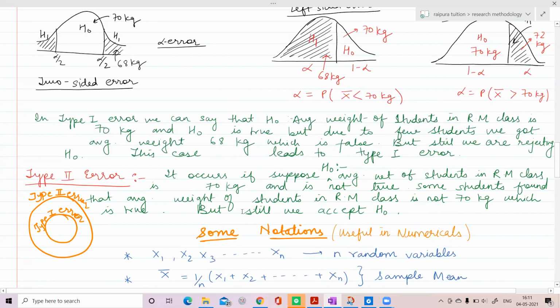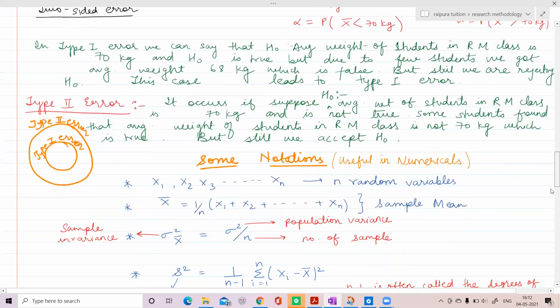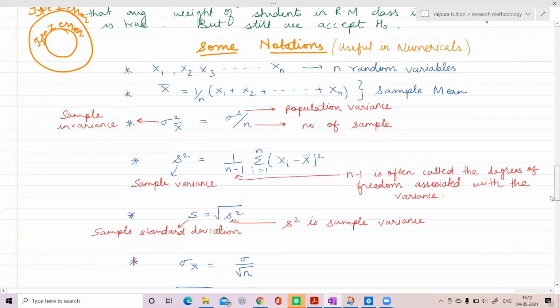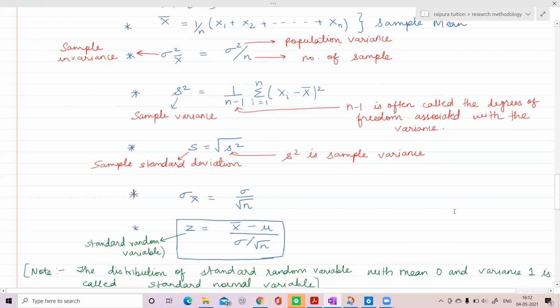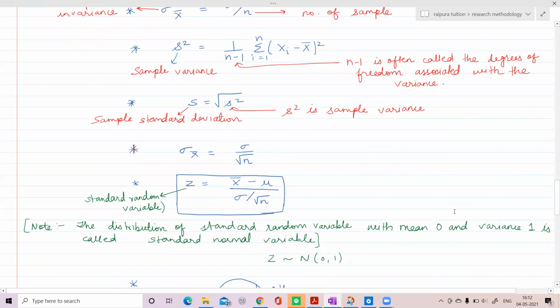And then here are some notations which will be useful for our numericals, as you can see here. For the random variable, sample mean, population variance, number of samples, sample variance, and this one is called the degrees of freedom associated with variance. So these are the notations which will be helpful in our later numericals.